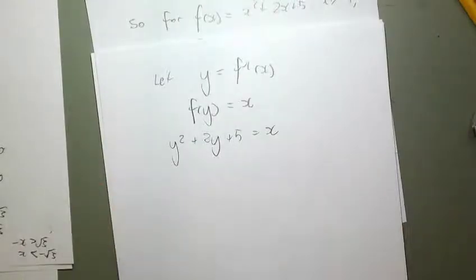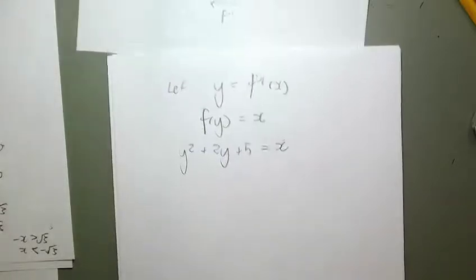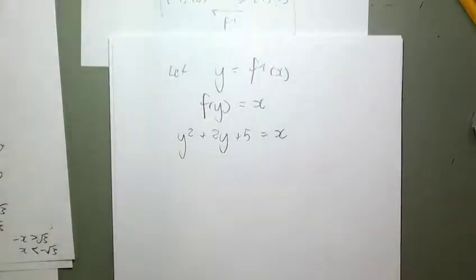So I didn't change the x, but I put y into the formula for f. And then my goal is to get y equals, because I need the formula for f inverse, which is what y is. So y, okay, interesting. I should attempt to either complete the square or use the quadratic formula.